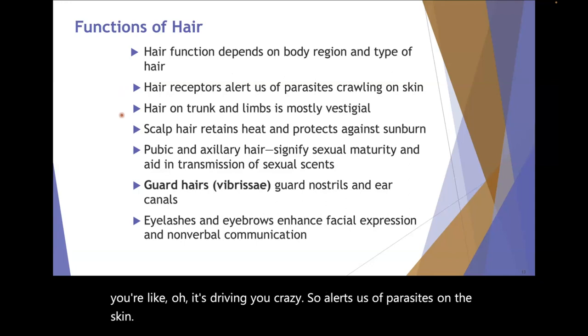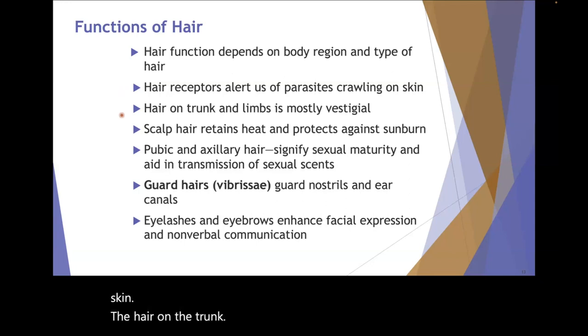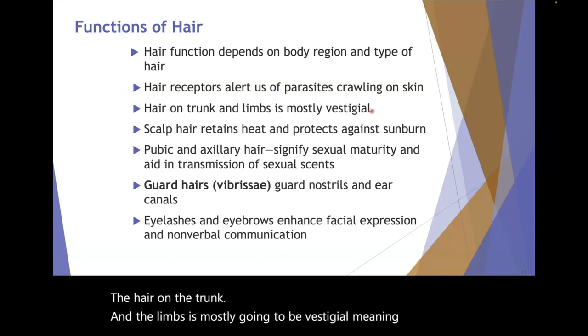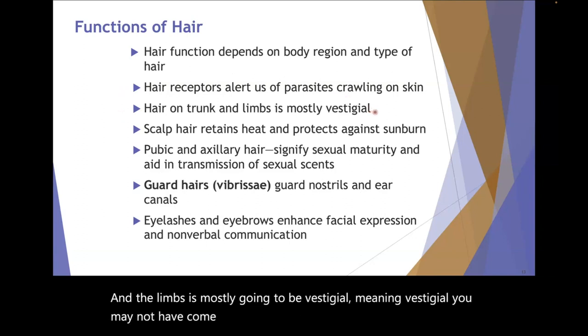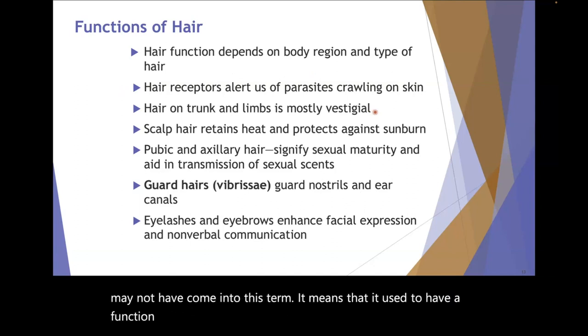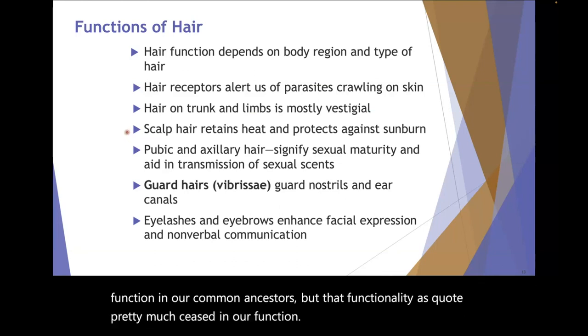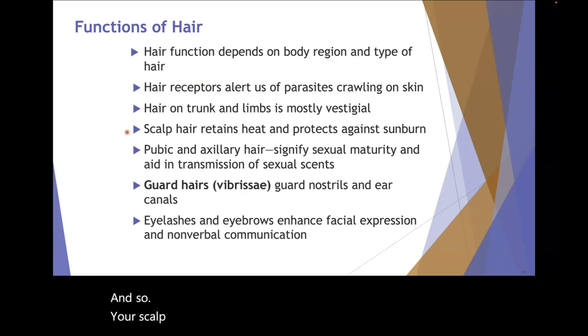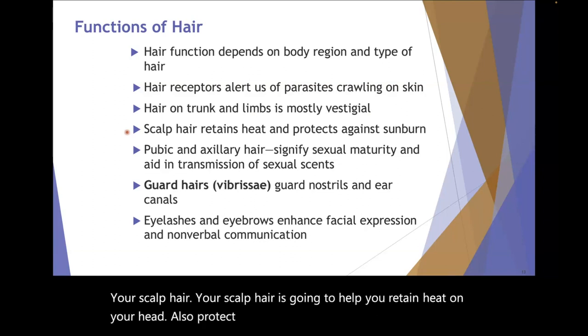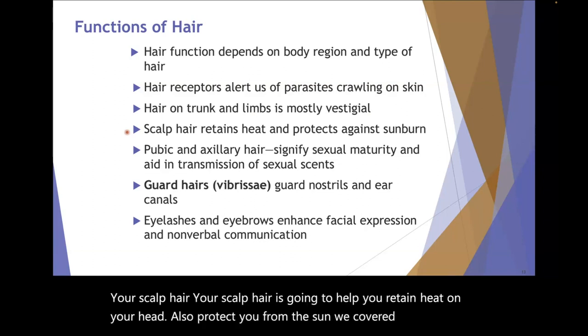The hair on the trunk and the limbs is mostly going to be vestigial. You may not have come across this term. It means that it used to have a function in our common ancestors, but that functionality has pretty much ceased in our function. Your scalp hair is going to help you retain heat on your head, and also protects you from the sun. We covered that in the previous set of slides.